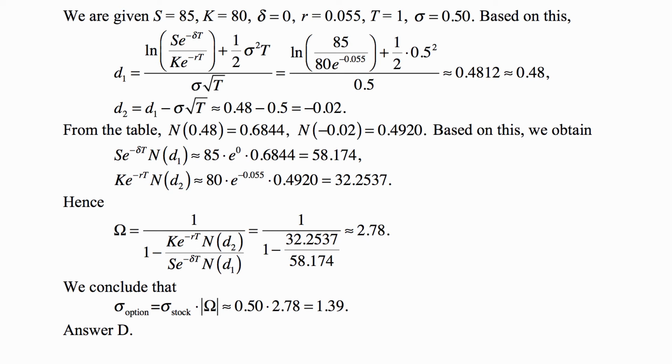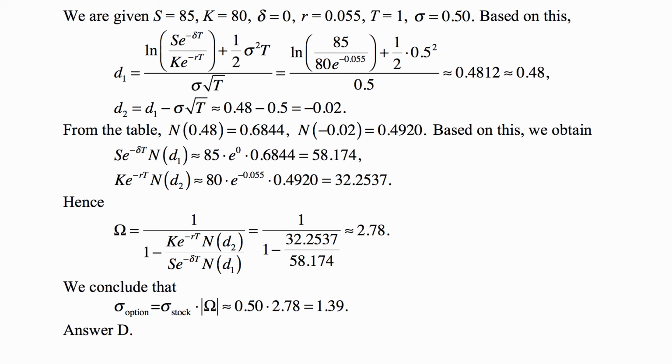From the table of the cumulative distribution function of the standard normal distribution, N of 0.48 is 0.6844, and N of minus 0.02 is 0.4920. So based on this, we get the ex-dividend or prepaid forward price of the stock times N of d1 to be 85 times e to the 0 times 0.6844, or 58.174 approximately.